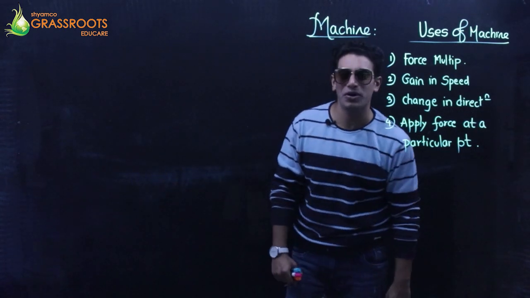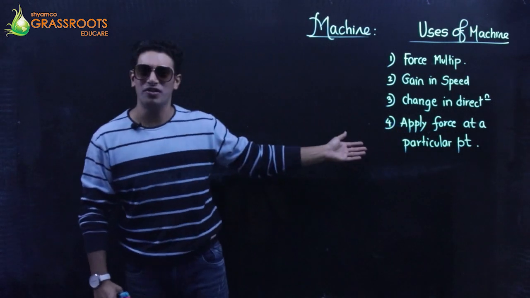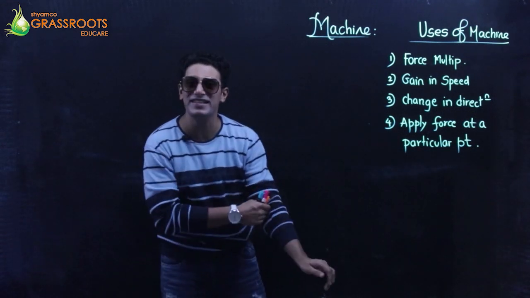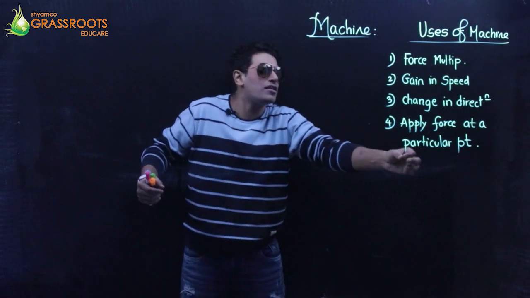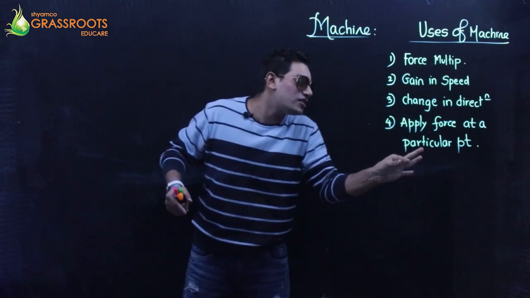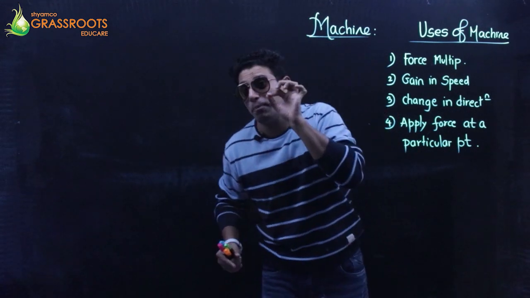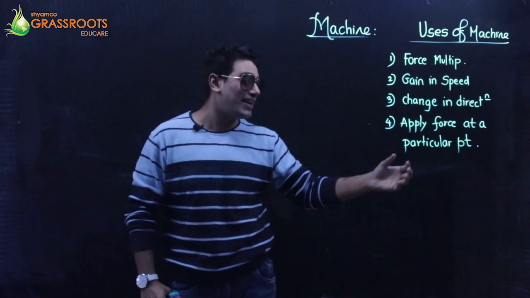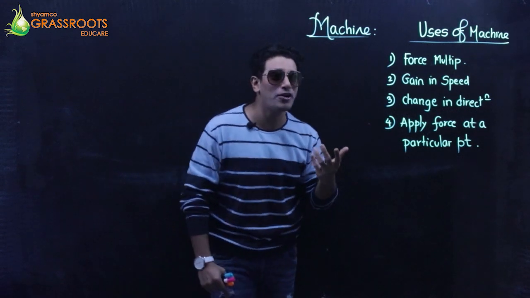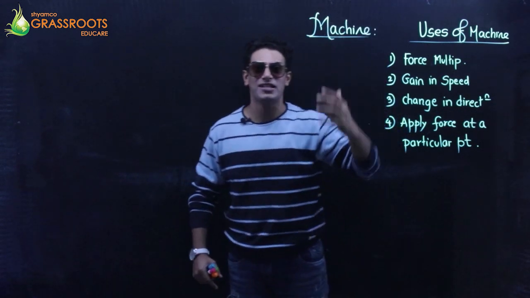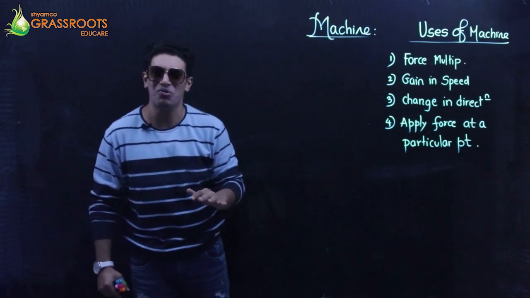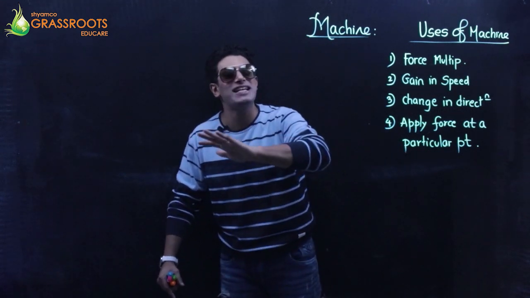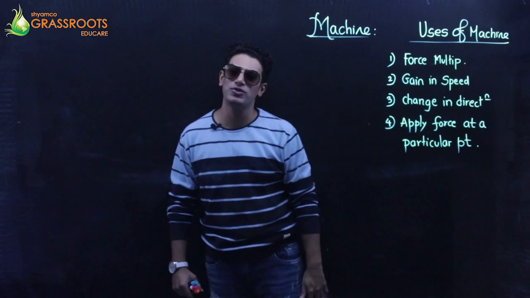Applying force at a particular point. Simple example. Take a door. In a door, can I say the handle is at the edge? So obviously, isn't that a particular point where I can just, with the help of my finger, pull and push the door. So that application of point is very essential, right? So it helps me. So that handle is also a machine. So machine need not be something like a G.I. Joe or something like a transformer or something like an engine. No. Any instrument, any substance which makes my work easy is a machine. And these are the four uses of a machine.